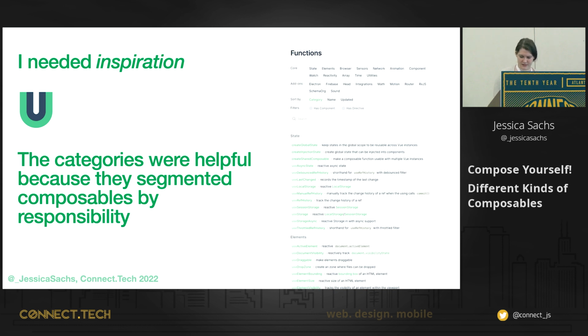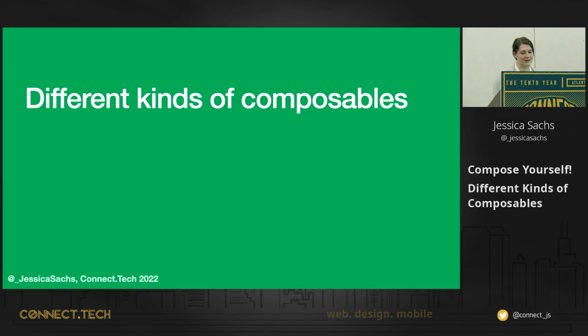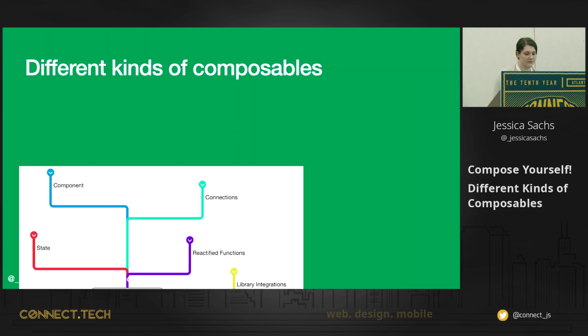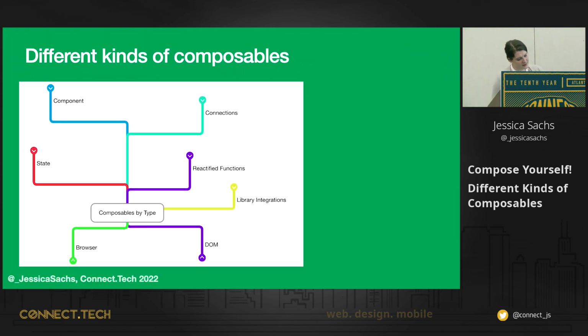So I began to use this as a base for the talk that we're in right now. I created different kinds of composables, and I created a mind map. And that's going to be the basis for the rest of this talk, this mind map I created, using it as inspiration. I think I had seven different kinds of composables, and we'll go into each and do an example of each. So we have state, component, connections, reactified functions, library integrations, DOM, and browser.